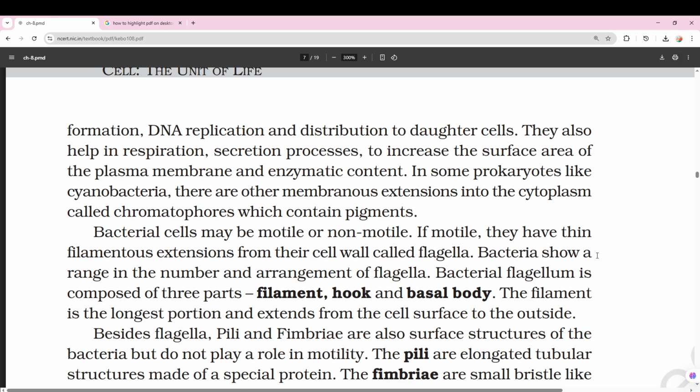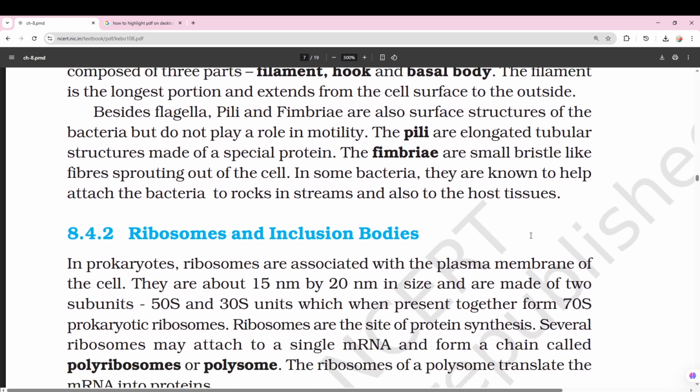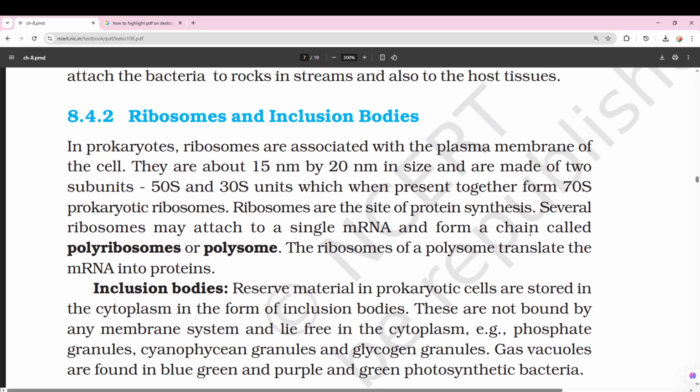Besides flagella, pili and fimbriae are also surface structures of bacteria but do not play a role in motility. The pili are elongated tubular structures made of a special protein. The fimbriae are small bristle-like fibers sprouting out of the cell. In some bacteria, they are known to help attach the bacteria to rocks in streams and also to host tissues. Ribosomes and inclusion bodies.